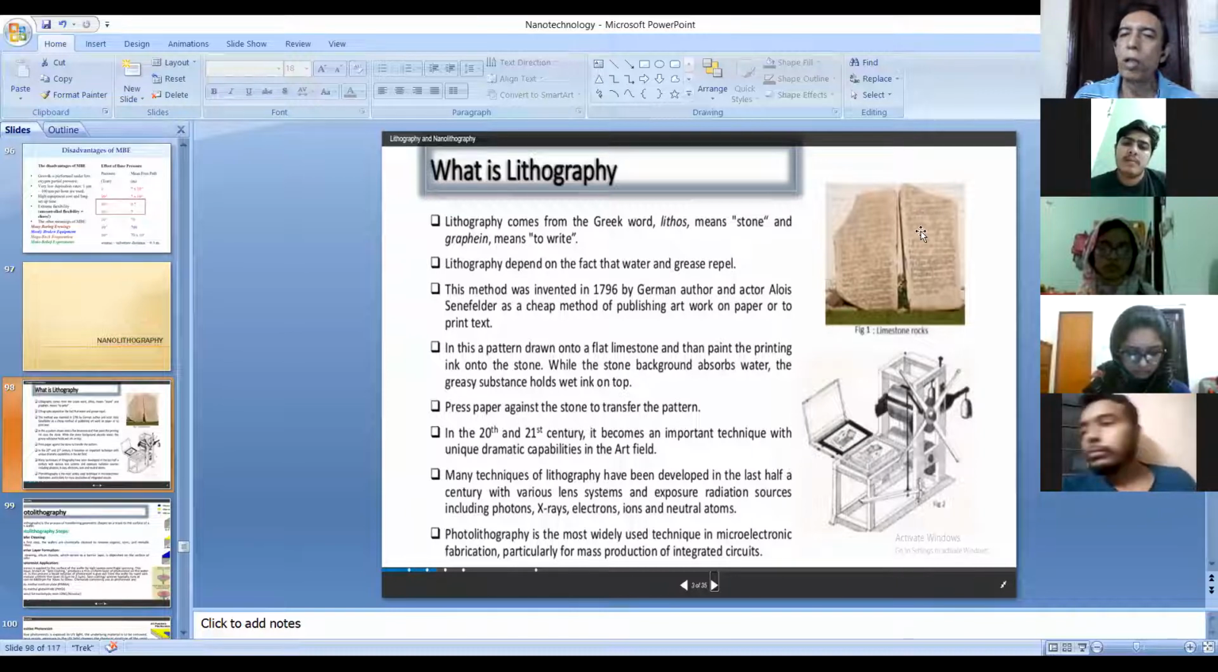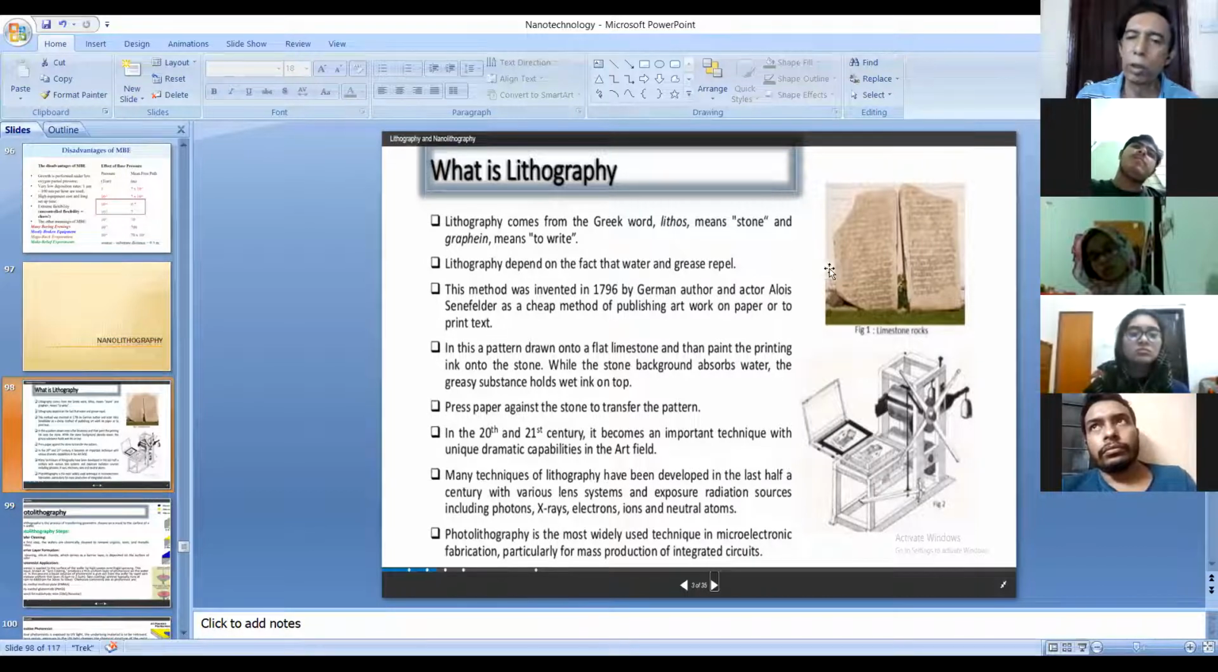You make some drawings here, and then you can print that drawing from this stone. Lithography depends on the fact that water and grease repel. It was invented in 1796. That means printing by lithography was invented in 1796.